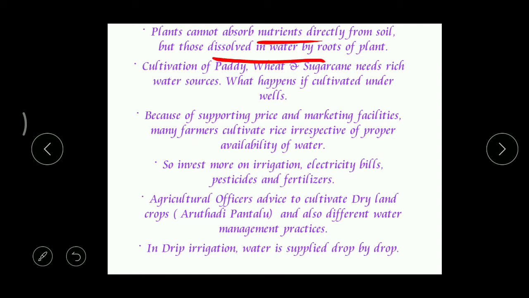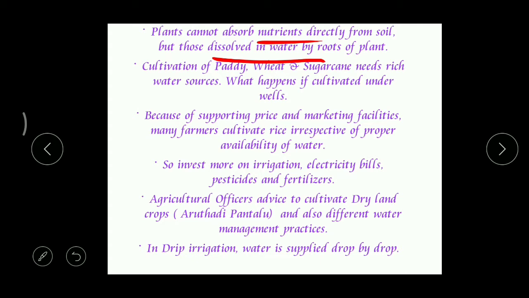And so when water is absorbed by the roots, along with the water, these nutrients are also taken up by the root. Okay. In this way, water plays a very important role in supplying fertilizers or nutrients to the plants. But the plant alone cannot get these nutrients directly from the soil. It is only with the help of water.